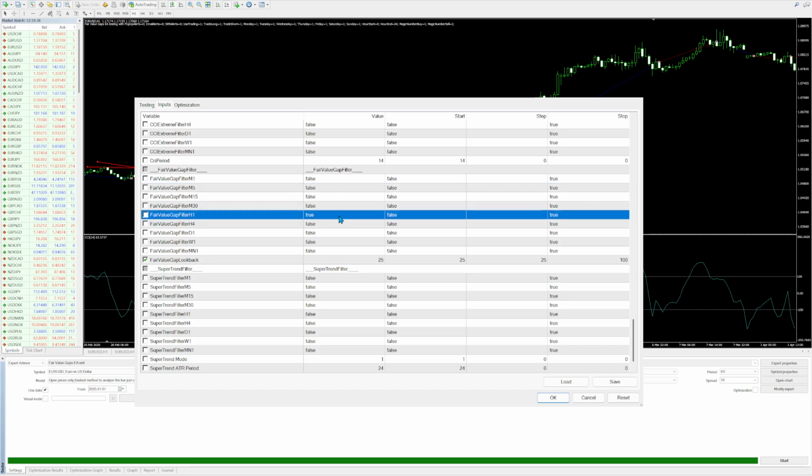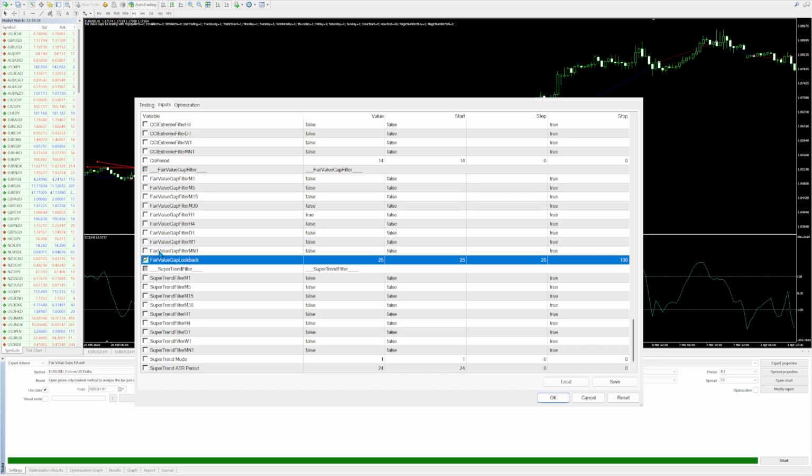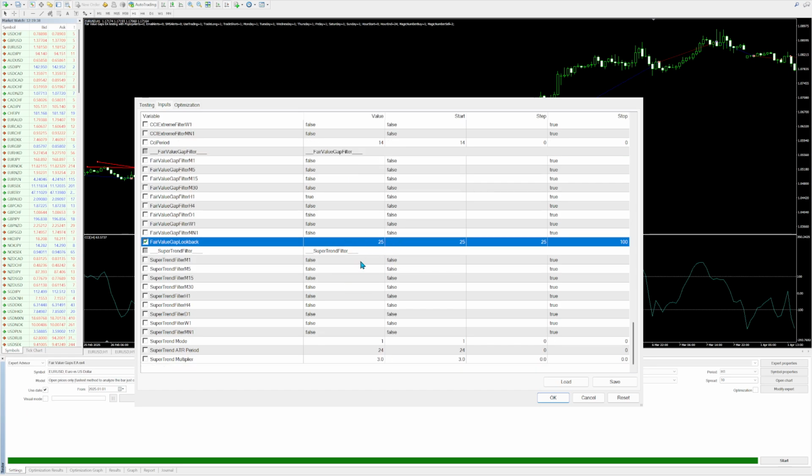Okay, so the fair value gap. Interestingly, you can also have the fair value gap as a filter on different time frames, not just as a trigger. And this fair value gap look back setting is how far to look back when calculating the fair value gap. So you can experiment with that as well if you wish.